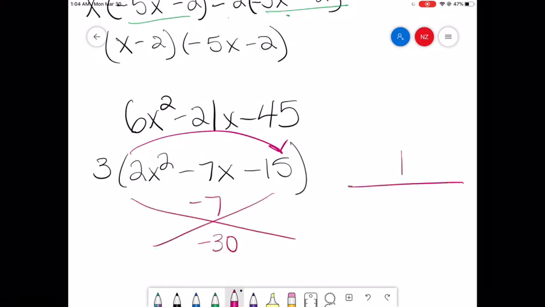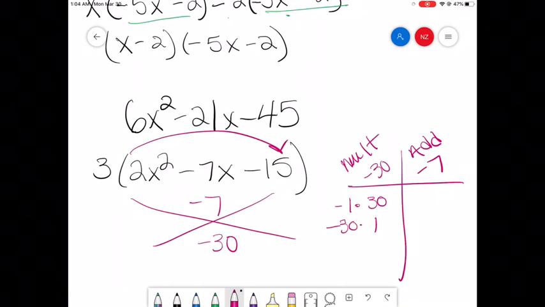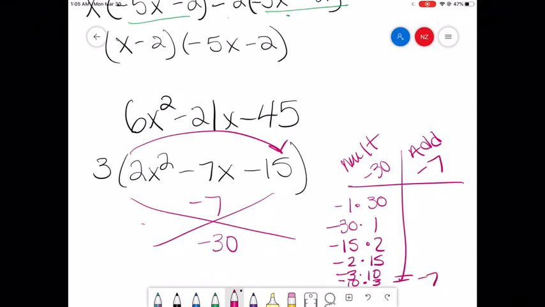Negative 30, negative 7. Multiply negative 30. Add to give negative 7. Okay, so I'll have 1 times 30 and the reversal. Then I have negative 15 times 2, or negative 2 times 15. Then I have 30, that would be 3 times 10. And negative 10 times 3. Okay, that's going to be my answer here, the last one.